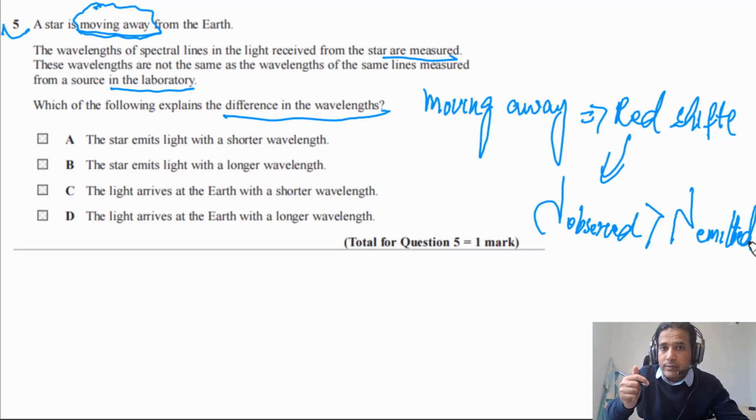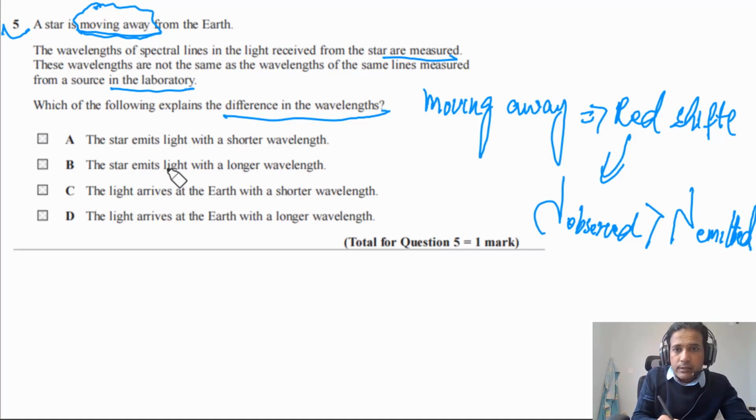As in the Doppler effect we have studied, the frequency of the sound produced by the source remains the same, but the observed frequency changes depending on the relative motion between the observer and source. So the wavelength emitted remains the same. This is the key concept you need to understand.